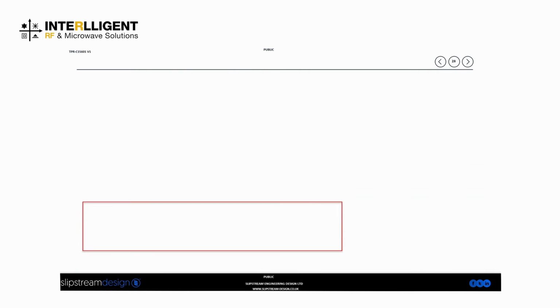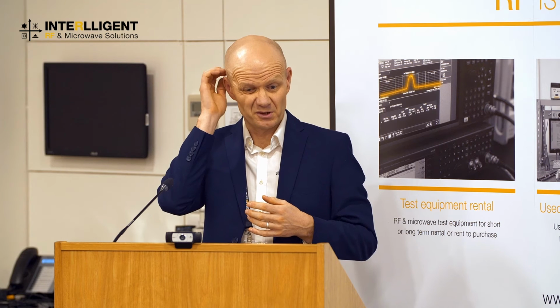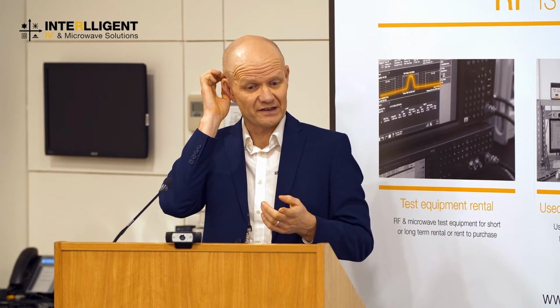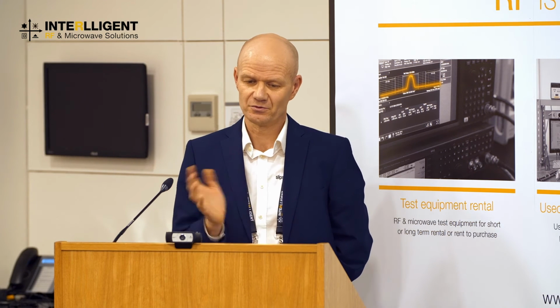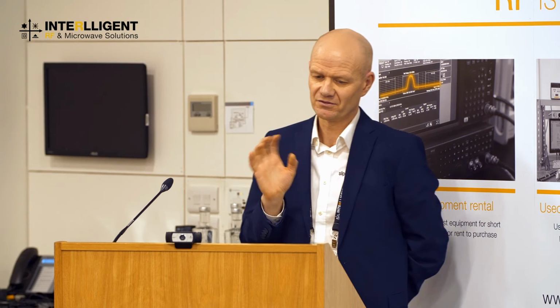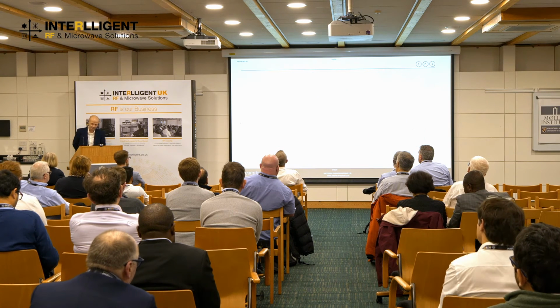small amount of time. And just to put that into comparison, one way to achieve that in the digital domain is just by shifting the signal by a clock cycle. But the devices that we're using, and typical really, are reasonably fast, with a 9 gigasample DAC clock rate. Even then, we've still only got 101 picoseconds between clock samples. So integer delay only gives us 101 picoseconds, but we're after 4.5 picoseconds of delay. So we need fractional delay in order to get what we need here.